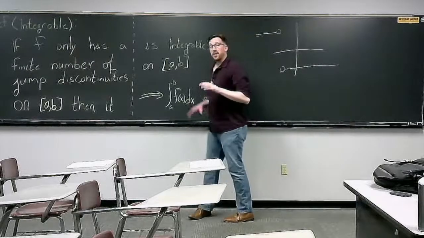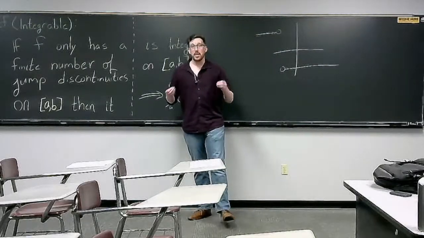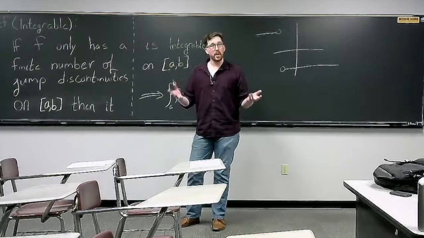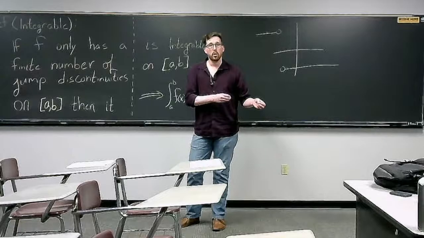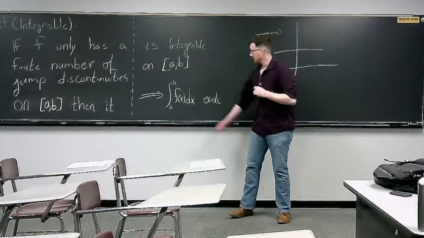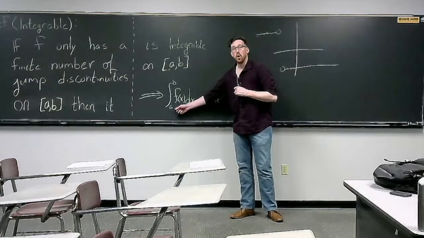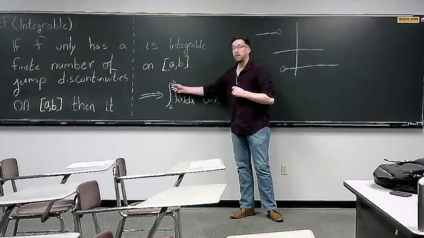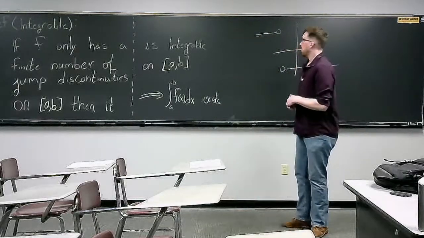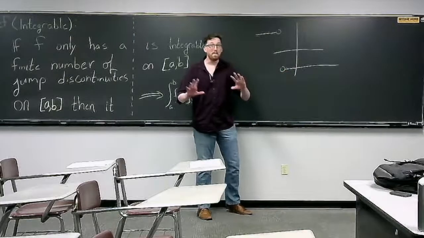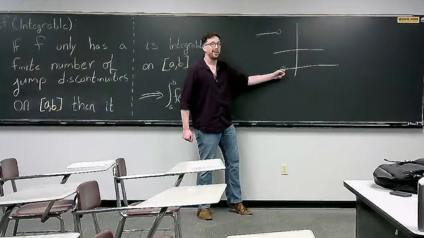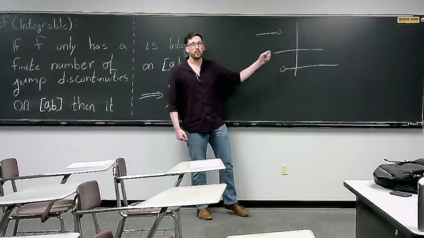And given that at most you have a finite number of these on a closed interval from A to B, then we say our function is integrable on that closed interval. In other words, the definite integral of your function from A to B exists. And that's all it means to be integrable. So if there's at most a finite number of these types of jumps, then this function is going to be integrable.